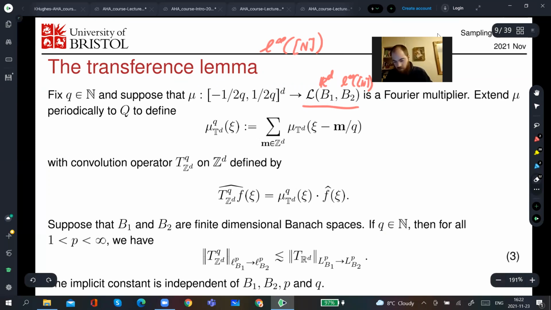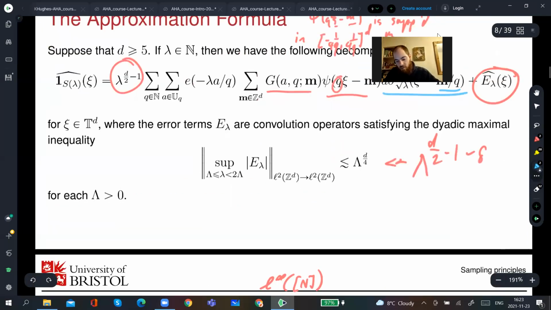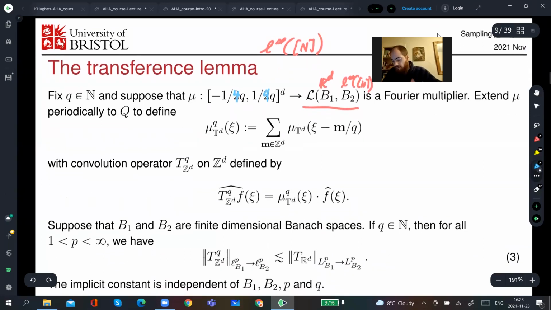What do I mean by having a multiplier? So I have some function mu that is initially defined on this. Oh, I think I actually want to write 1 over 4q. And it takes, at each point inside this little box, a linear map. Remember, these little boxes we drew above have width 1 over 2q in each direction. And you can extend this periodically by summing over all the different residue classes mod q.